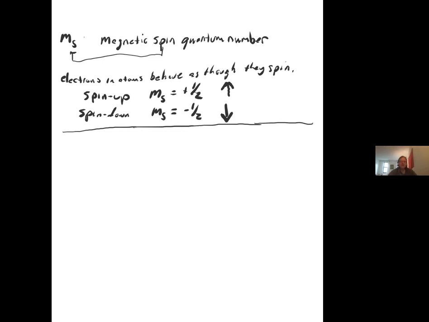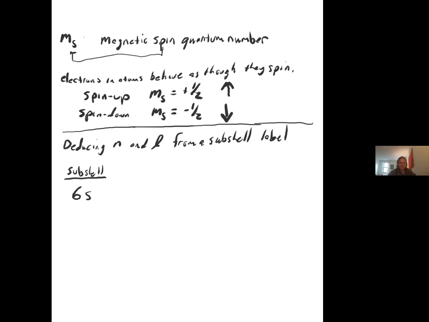Okay, so the first problem I want to look at is what's called deducing n and l from a subshell label. So they're going to give you a subshell label. The subshell label is a number with a letter. So 6s, a number with a letter, 3d, a number with a letter, okay?